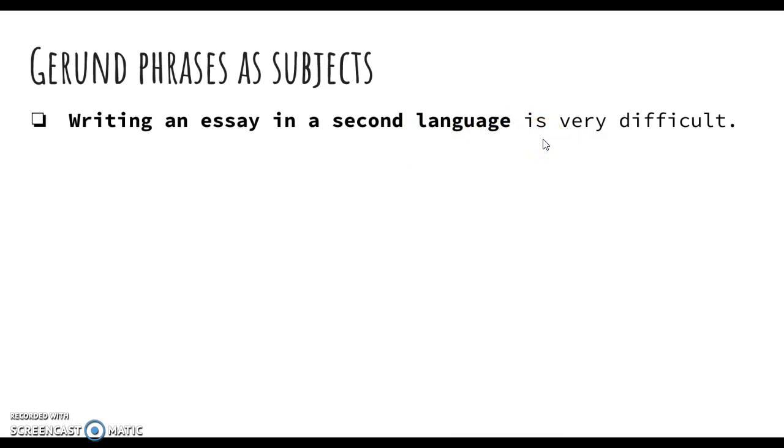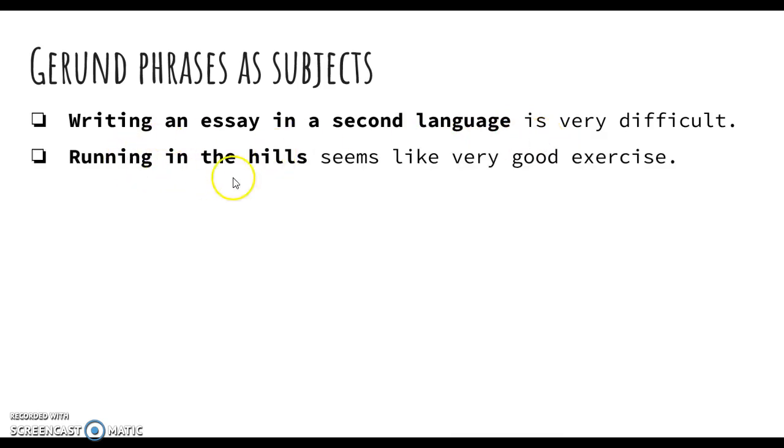Let's look at another example. "Running in the hills seems like very good exercise." So we went from just running, and we added some information in the form of a prepositional phrase. So we have "running in the hills," that's a gerund phrase, and it's the subject of the sentence. The main verb in this sentence is seems.